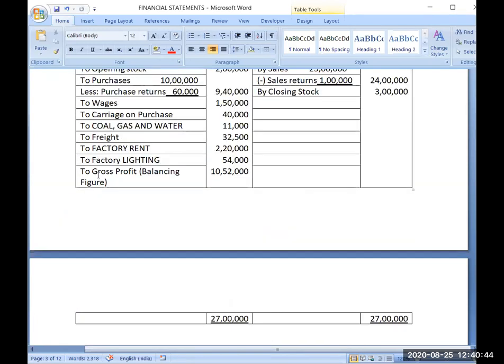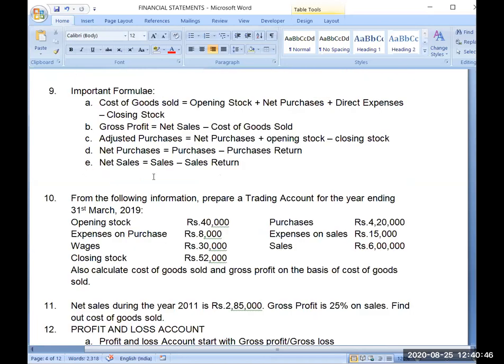Okay. So net purchase, net sales, I have already made you clear. Purchase minus purchase return, and net sales is equal to sales minus sales return. Sometimes the question gives us adjusted purchases. Now what is the meaning of adjusted purchases? See, purchases means the amount of goods you have purchased during the current year.